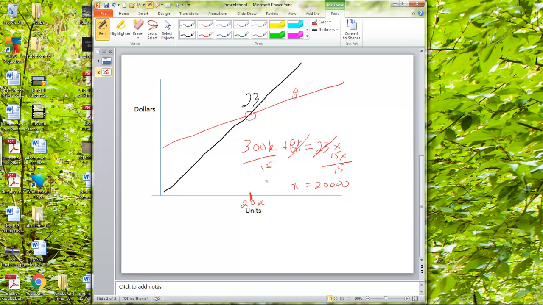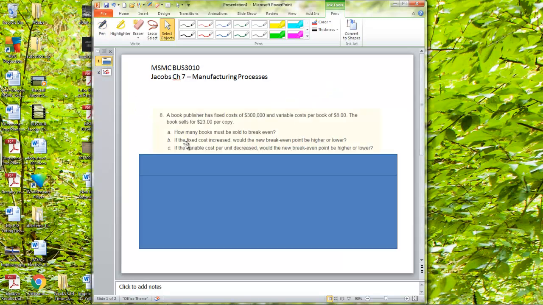Okay? So there's a couple other things when we look at sensitivity analysis. Let's try looking at this problem. The next parts, B and C, are going to move a couple of these things around and say, what if we switch them around a little bit? What happens if one thing changes? How does that affect our break-even point? So let's go back to that. The next question is, if the fixed cost increased, would the new break-even point be higher or lower?